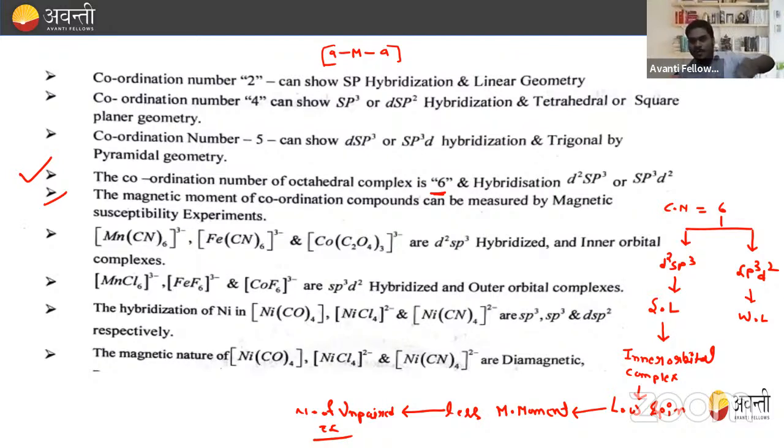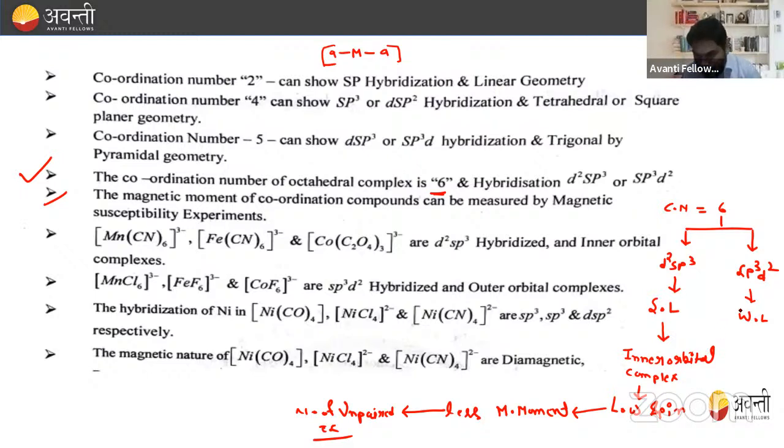So all these points are interrelated to each other. Please try to learn this point and try to understand the concept behind it, right? Okay. Now it's your turn. Now tell me what happens in the case of sp3d2.